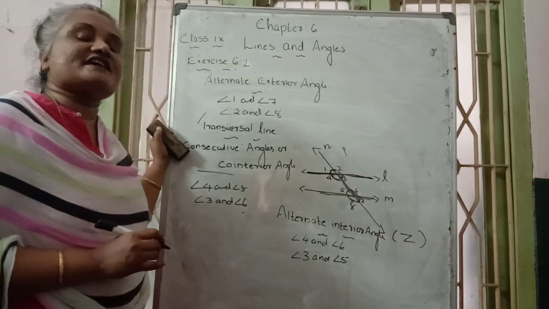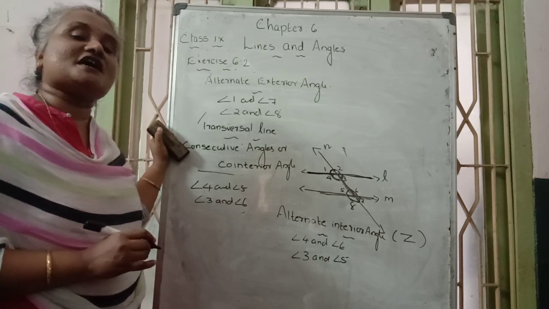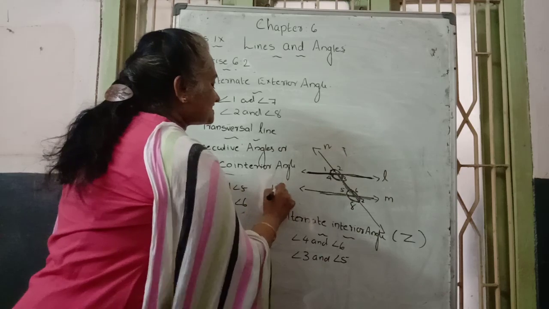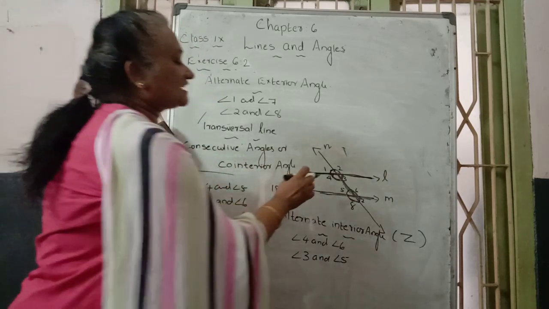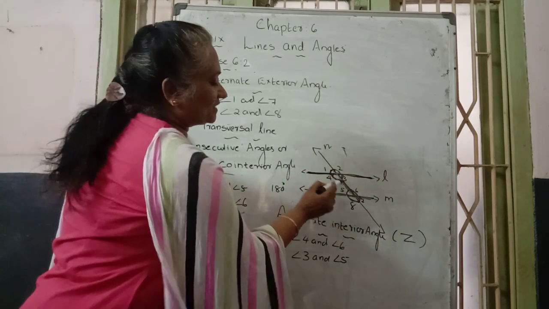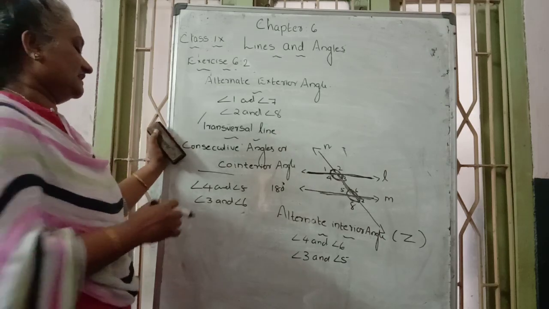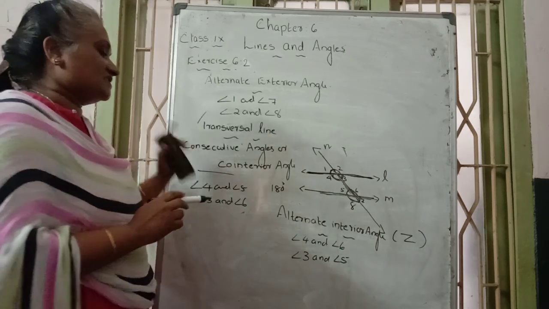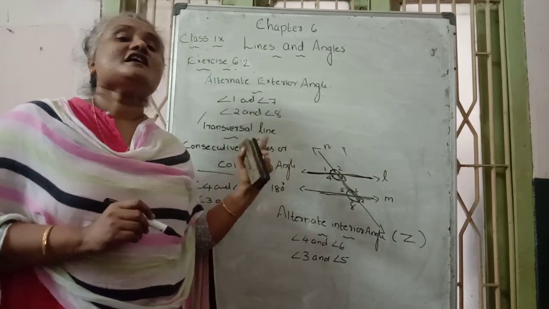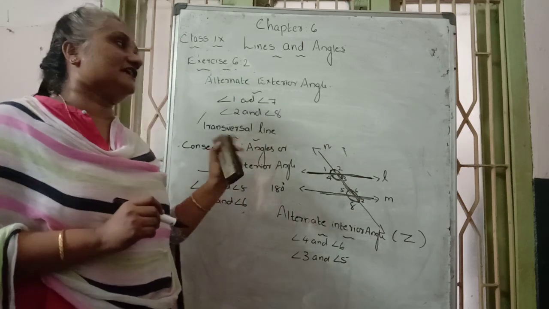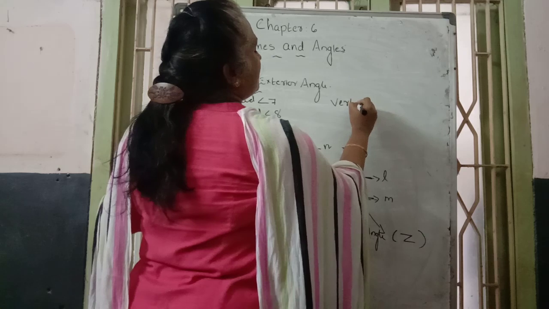In the co-interior case they make supplementary angles. That means the angles add up to how many degrees? Supplementary means 180 degrees. Here, see the supplementary angle: a straight line makes 180 degrees. Keep this property in mind when solving problems on co-interior angles. They make a supplementary angle. Remember that property. Then next, vertically opposite angles.